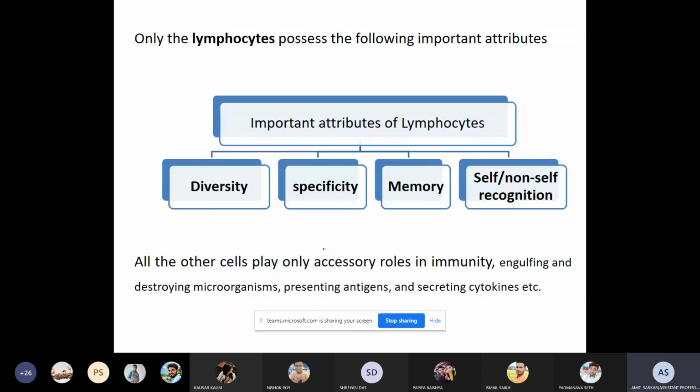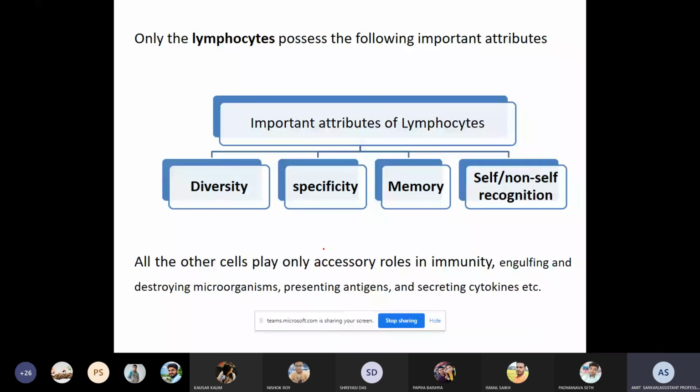That means lymphocytes are not only one type. There are different types of lymphocytes. We know about T and B. We'll see one another in a while. Number two, specificity. Specificity is a very important term here. So the lymphocytes are very specific for microorganisms. I'm not elaborating here. I will come to this point in a while.